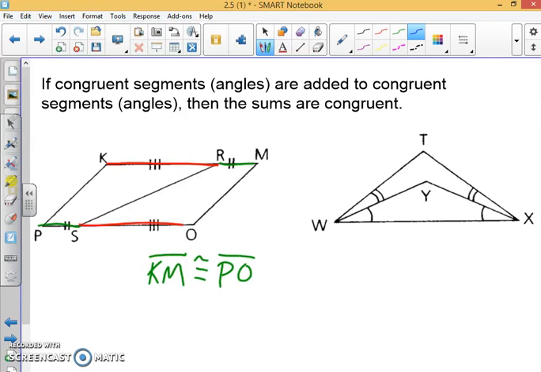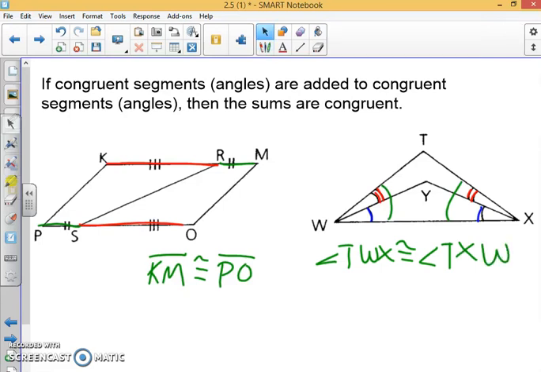Same thing works with angles. We have two congruent angles. We have two other congruent angles. If we add them together, the resulting angles are congruent. So our conclusion here would be that angle TWX is congruent to angle TXW. And again, visually, this makes sense.